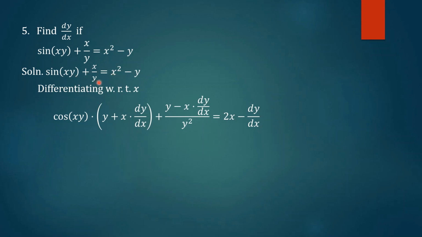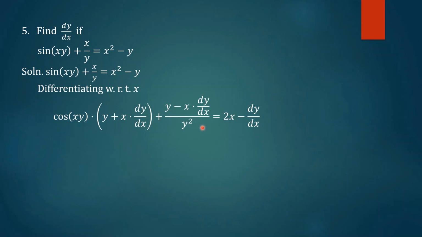Then it is a quotient function. You see x by y, this is a quotient function. So the denominator is squared. Then denominator into derivative of x, meaning numerator, is 1. Need not write it here. Then minus numerator into derivative of denominator: x into derivative of y is dy/dx. Go to the right side. The x square derivative is twice x minus y derivative is dy/dx.